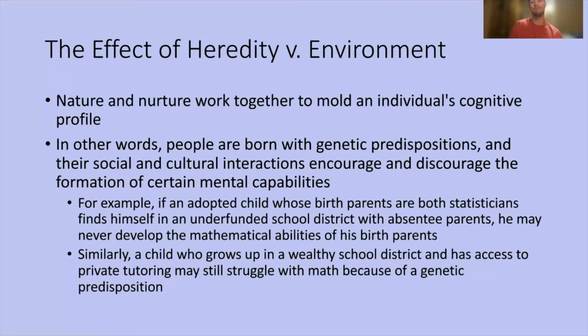So it's a constraint. And similarly, a child who grows up in a wealthy school district and has access to private tutoring may still struggle with math because of a genetic predisposition. Again, you could do everything right. You can have parents that hire private tutors. They go to a great school district. They're constantly emphasizing the importance of math in the child's life. Some children are just not going to get it because of a genetic predisposition. So it's a combination of both factors that form the final product.